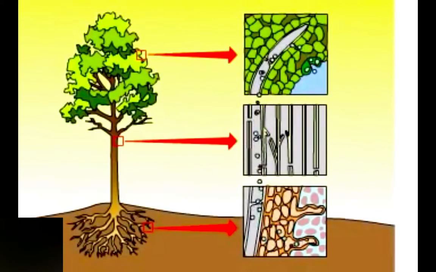Hot, dry, windy conditions increase transpiration. If not enough water moves up from the soil to replace the water lost to evaporation, the plant will wilt and it could die. How does a plant prevent excessive water loss?